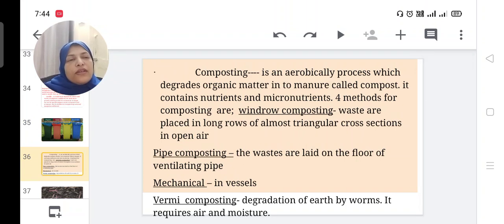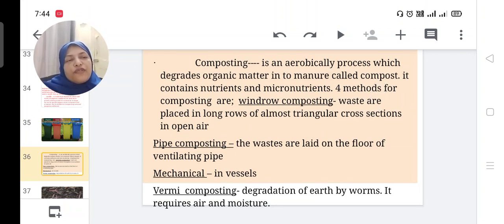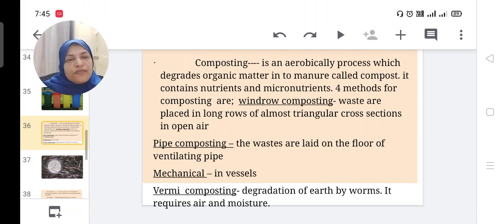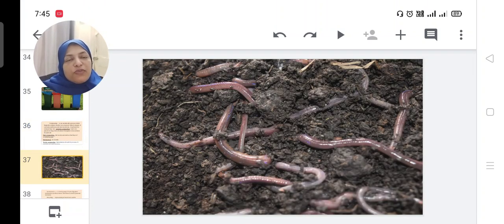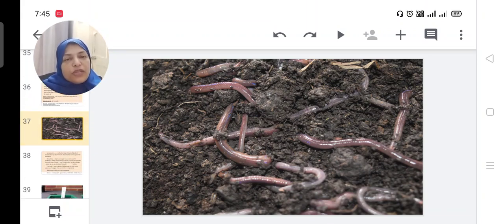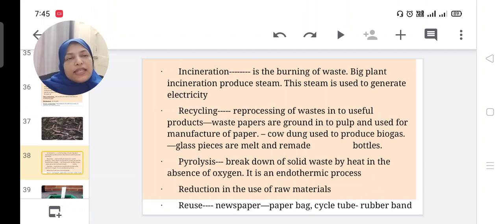Then vermicomposting, degradation of waste by worms. Vermicomposting means the degradation of waste by earthworms. It requires air and moisture. It is also good manure for agriculture. Good composting method also.